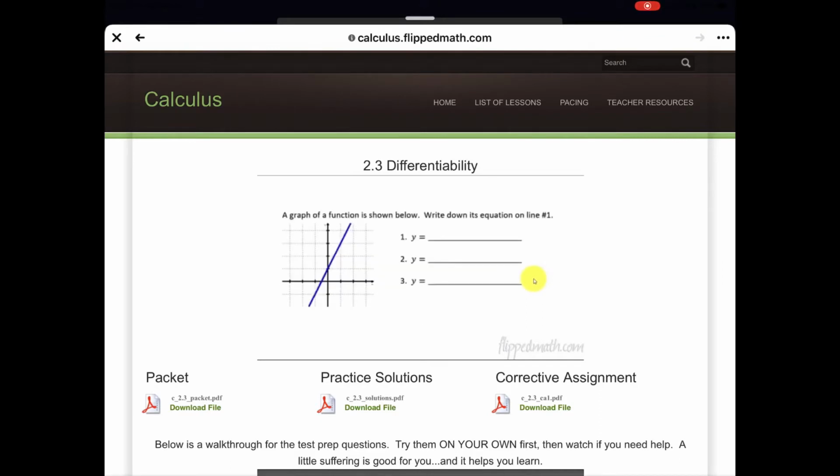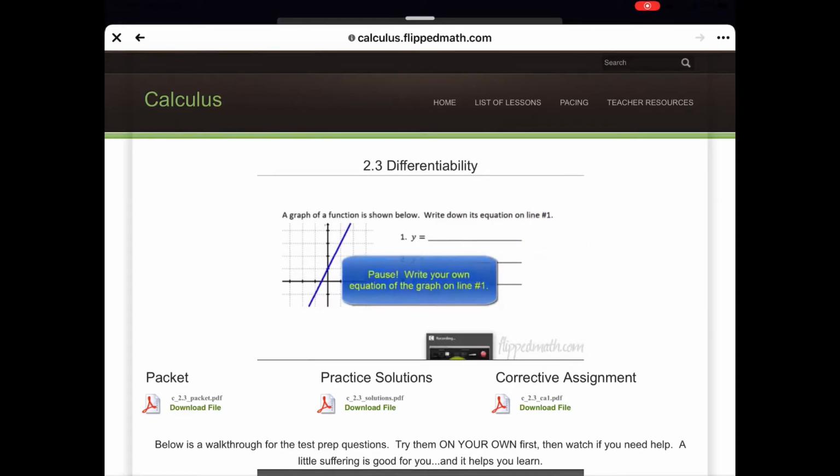So the first thing we're going to do is we have a little graph, and I would like you to take just a second, pause the video, and write in this option number 1 here, what do you think the equation of this graph is? Okay, so use the grid lines here, write down a little equation. Don't cheat, pause and do this on your own. That is very important for your learning.